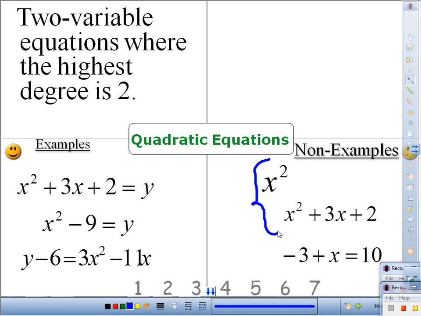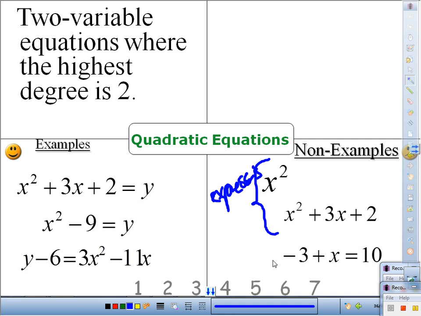Nice. All right, let's see. Marco, why are these two not quadratic equations? They don't have the equal sign, so what can we call them? Thank you, Marco. Expressions.